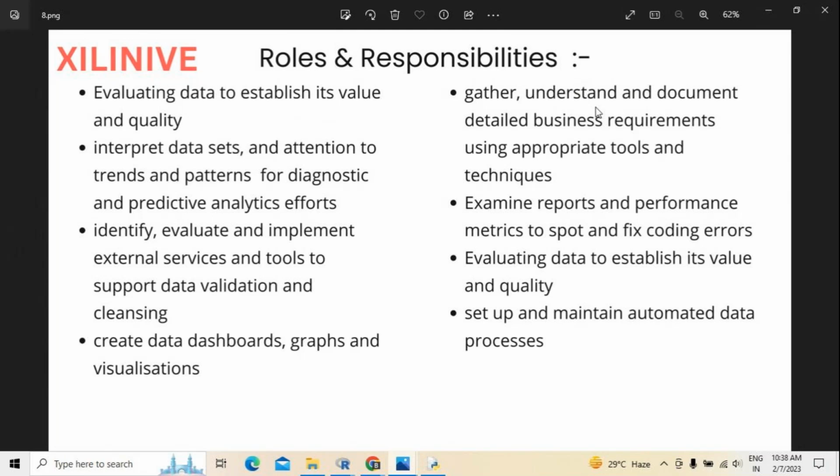At the same time, we need to identify, evaluate, and implement external services, different tools for data validation, screening, everything that is required. We should also have the capacity and learning ability to create data dashboards, graphs, and visualizations. Along with this, as an analyst, the basic expectation is to prepare some documents, such as business requirements. Some sort of documentation is essentially needed for us to perform.